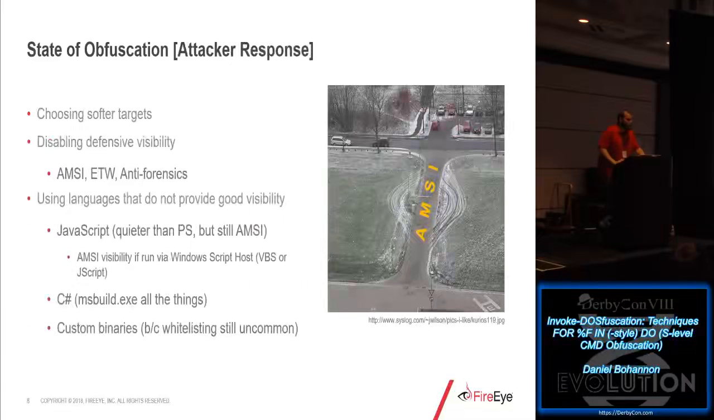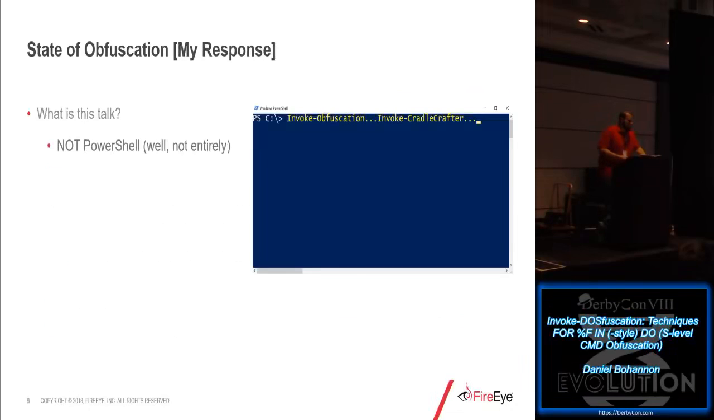They're going to respond in one of several ways. First of all, they can just choose softer targets. No matter how amazing new detections and visibility improvements are, it still takes years for people to adopt these things. And so an attacker can just choose a softer target. They can just go straight for disabling these advancements in defenders' visibility, or they can just use languages that don't provide additional inspection visibility like what we see with PowerShell today. And they can just always roll their own custom binaries because application whitelisting is still pretty darn uncommon, even though it's pretty awesome.